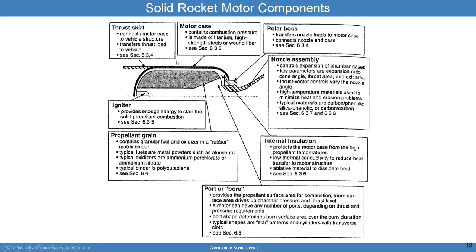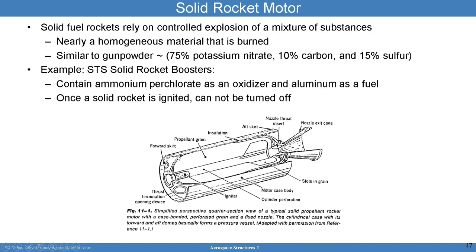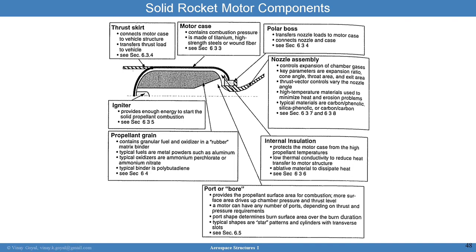The motor case contains the combustion pressure, and can be made of titanium, high-strength steels, or fiber wound composites, and that's your dome right here. So this is a cross-section now, looking at the side of this 3D view. You have the polar boss. The polar boss, in this case right here, transfers the nozzle loads. So you're going to have pressure applied to this nozzle, and that will transfer the loads to the motor case through this polar boss.